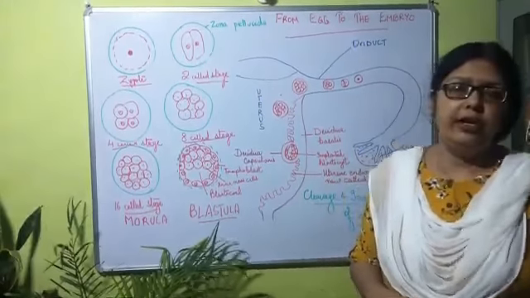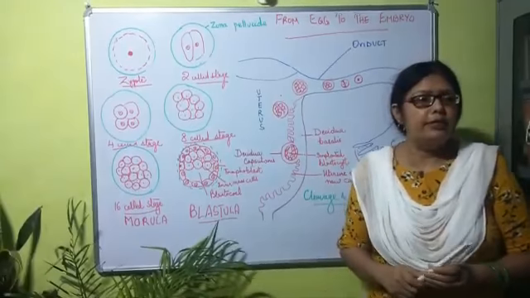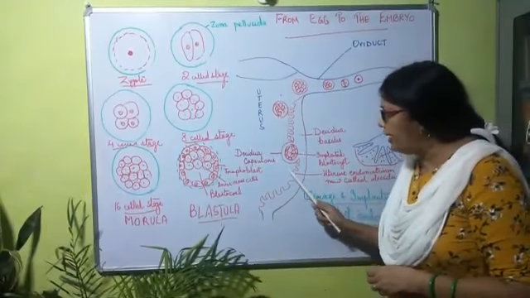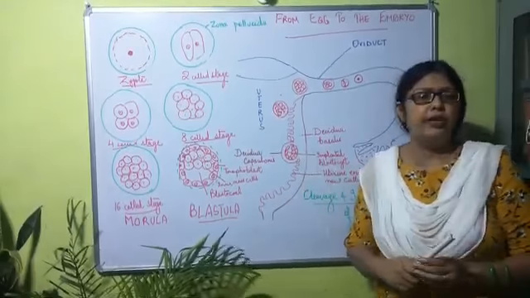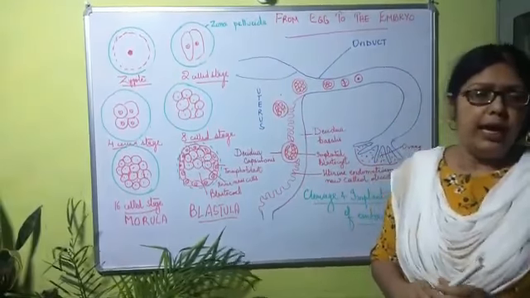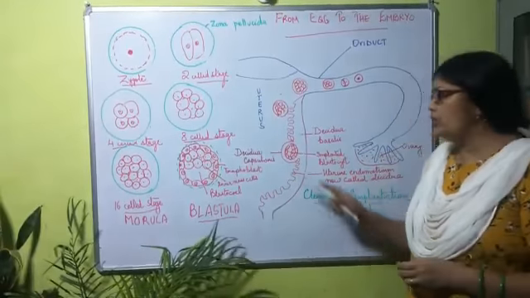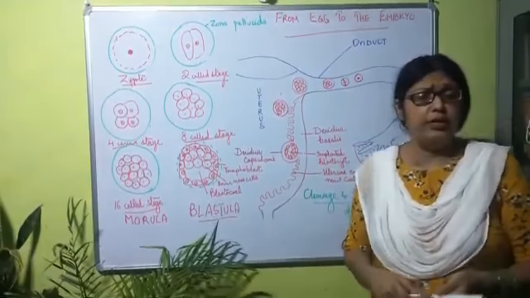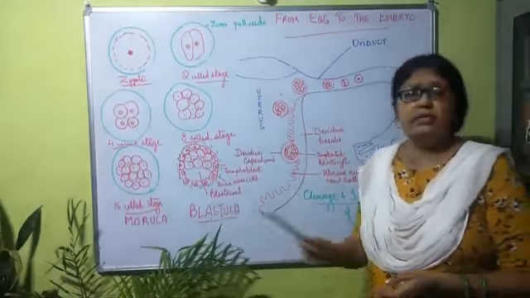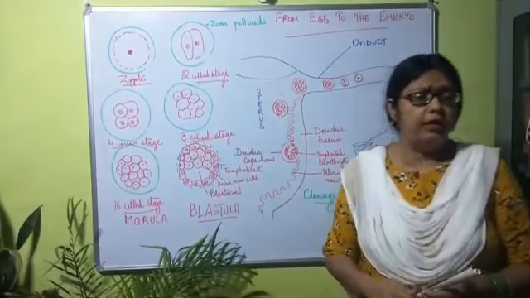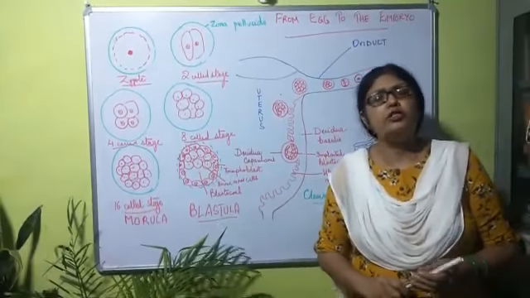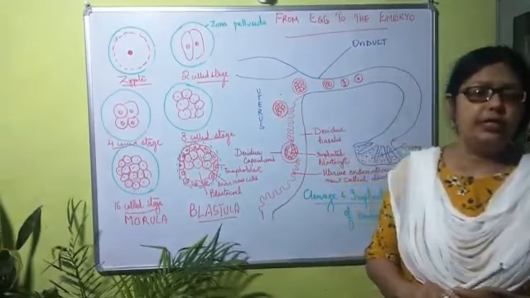the endometrial lining. By the 11th day, the embryo is fully embedded inside the endometrial lining of the uterus, and this is known as the deciduum. After the morula stage starts the next stage, which is known as blastula. The formation of blastula from morula is known as blastulation.